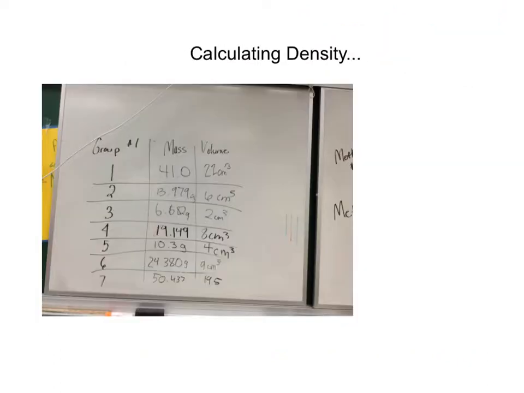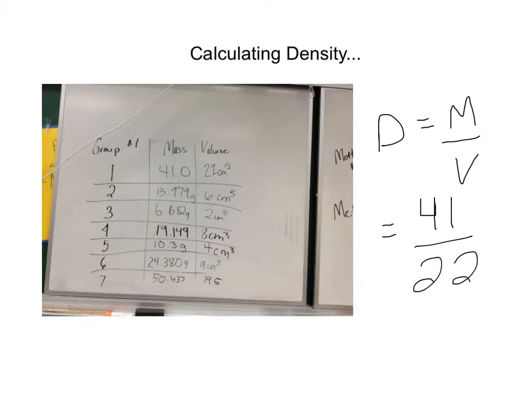At this point, we had every group write their mass and their volume up on the board, and we used these masses and volumes to calculate density using the formula. Density equals mass over volume. For group number 1, you would take 41 divided by 22 to find the density.